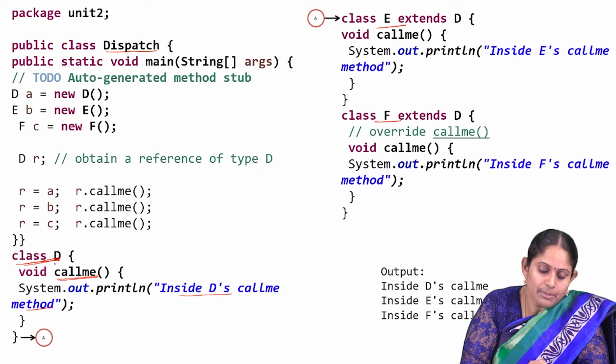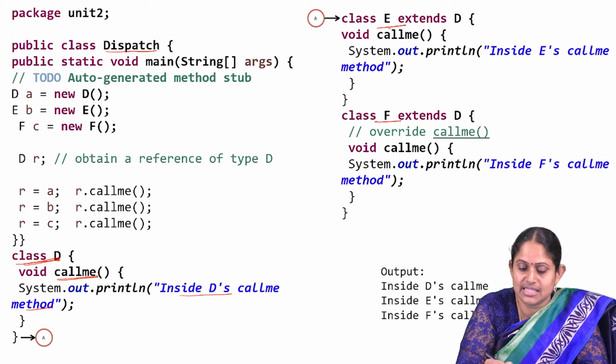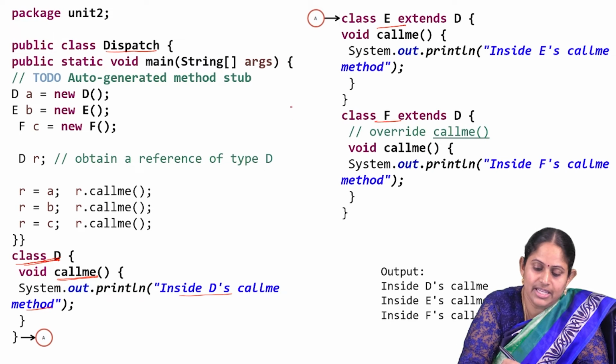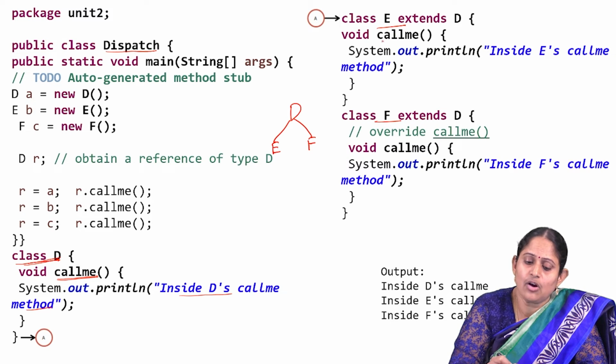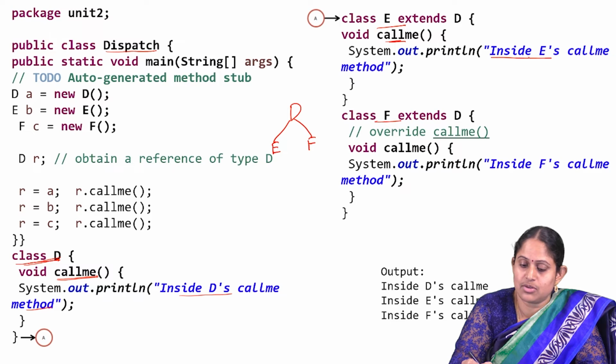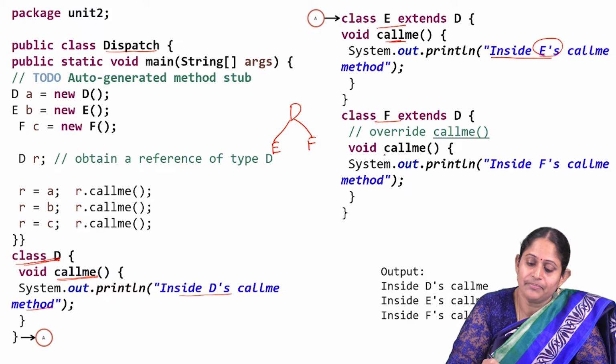Now from D, two classes are inherited, class E and class F. So we have class D, and from D we have E and F derived. Inside E, callMe is overridden in its own way, which displays that it is inside E's callMe, and inside class F, it is defining inside F's callMe.